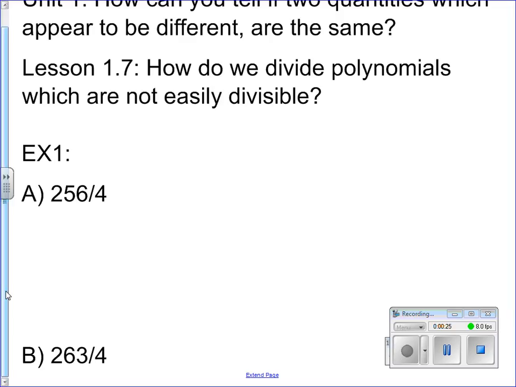something you probably haven't done for a really long time. So if you remember, we put the thing that we're dividing by on the outside, and we put the thing that we're dividing into underneath this little radical symbol. And then we're going to see how many times does 4 go into 2. Well, it doesn't go into 2, but 4 goes into 25. So 4 goes into 25 6 times, because 4 times 6 is 24.